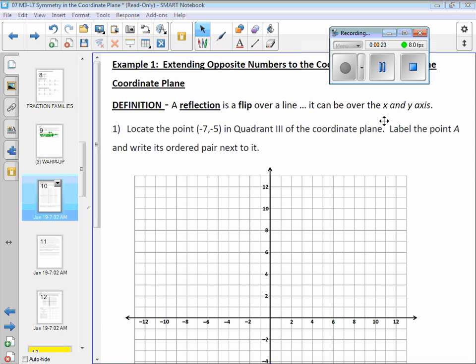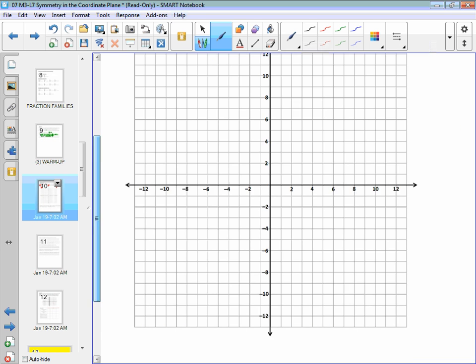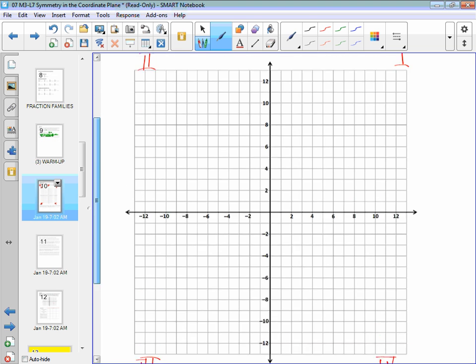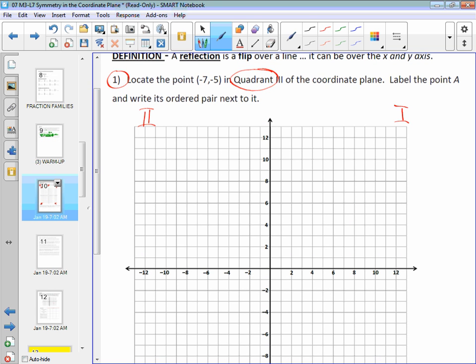All right, I want everybody to start out with number one. Plot the location of (-7, -5), and they even tell you where it should be. It should be in quadrant 3. So if you recall, if you do like the letter C, that's your 1. This becomes 2. Lower left is 3, and then the lower right's 4. So who wants to come up and put where (-7, -5) should be? Carly.